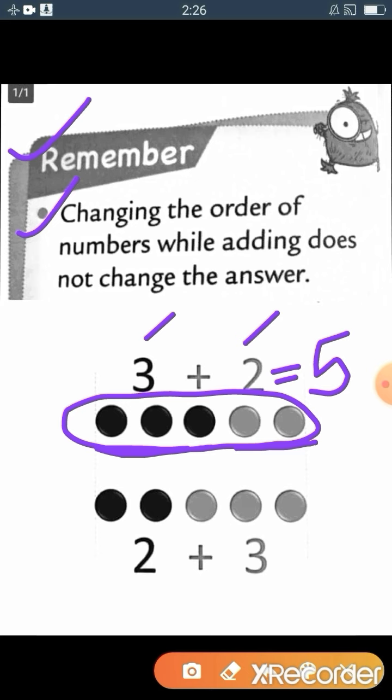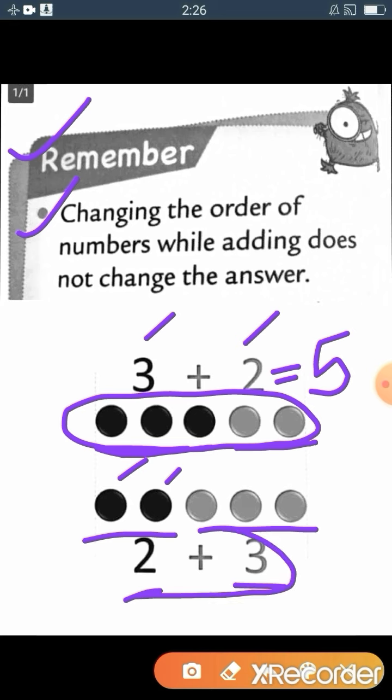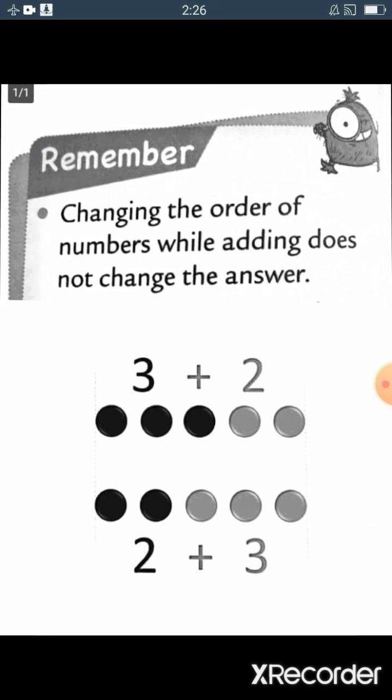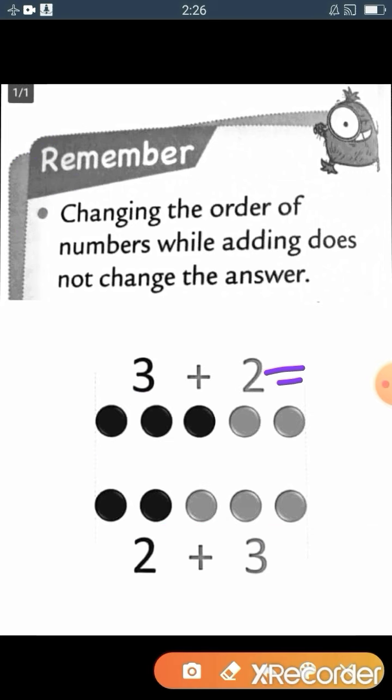Now what they have done is, they have taken 2 black bindis. See here, they have written 2 for it. And they have taken 3 grey bindis, so they have written 3 here. And if we add 2 plus 3, we get 5. So 3 plus 2 is 5, and 2 plus 3 is also 5.